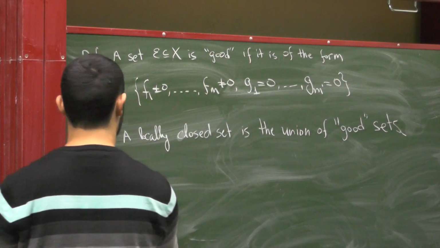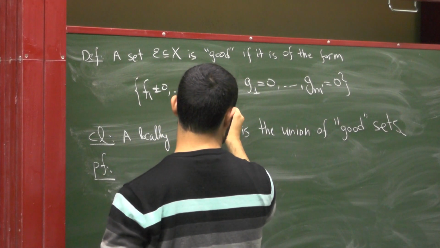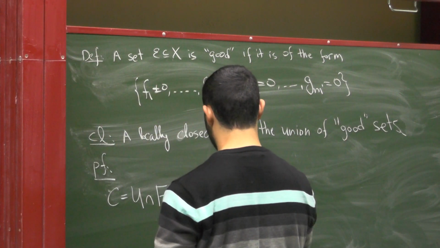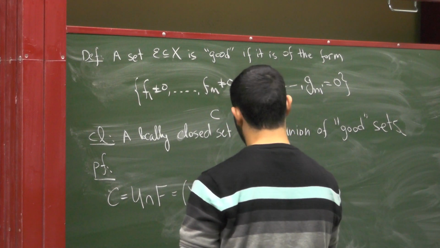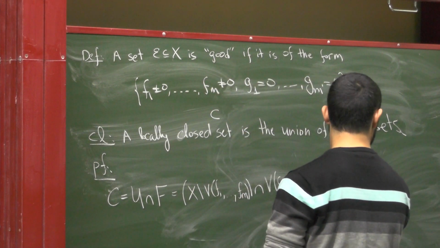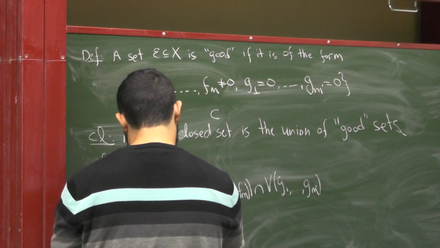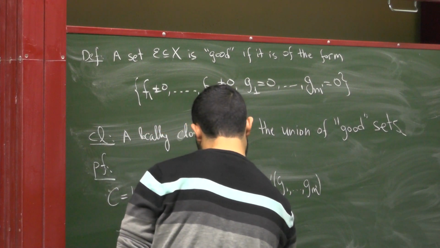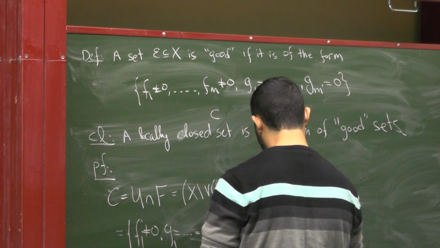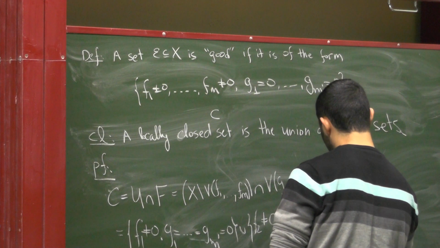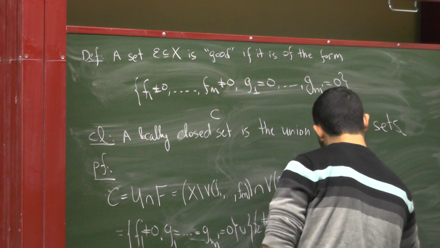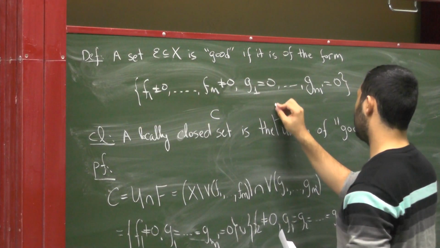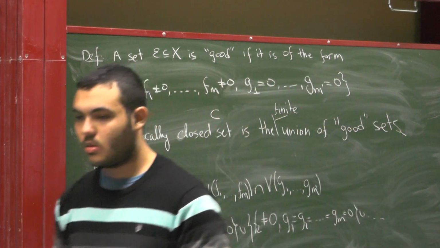So why is that? If I'm taking a locally closed set C, it can be written as an open set intersection a closed set, which is everything minus zeros of something, intersection zeros of some other thing. And I can present them basically the same way: F1 non-zero and all of these are 0, or F2 non-zero and all of these are 0. And I think you see where this goes. This is a finite union.